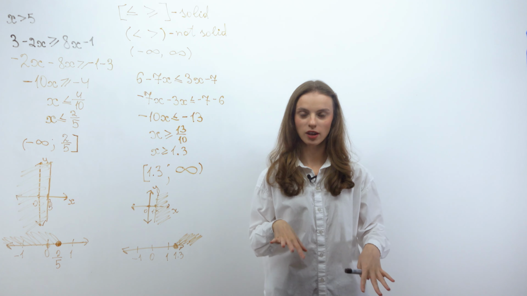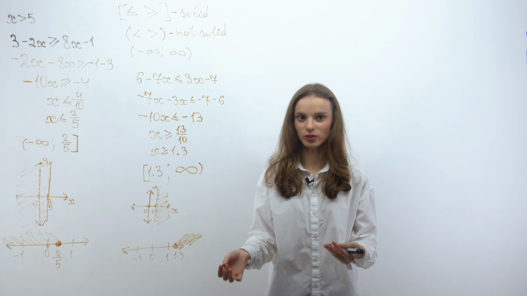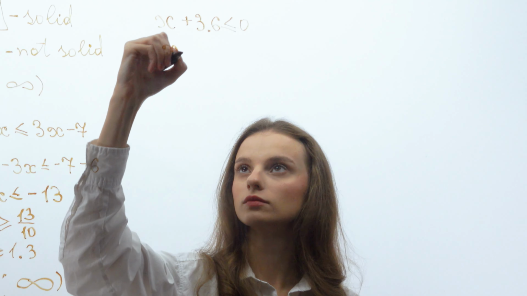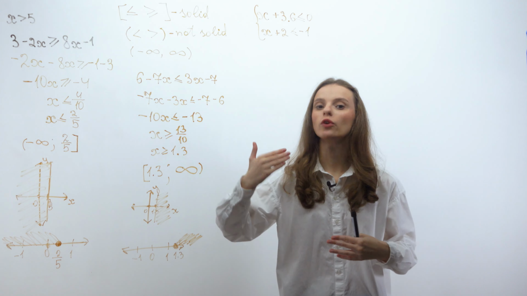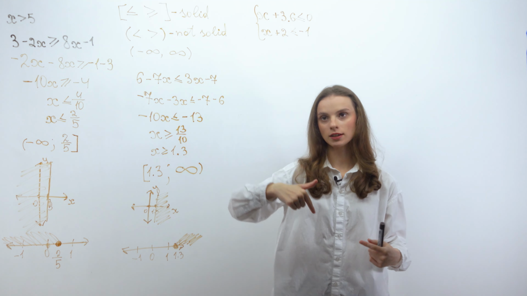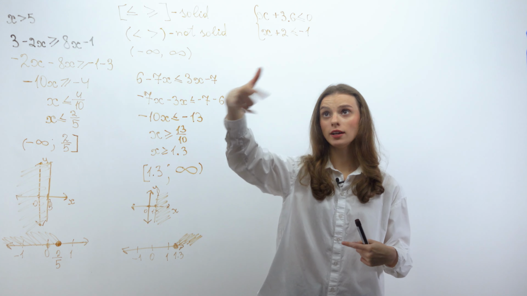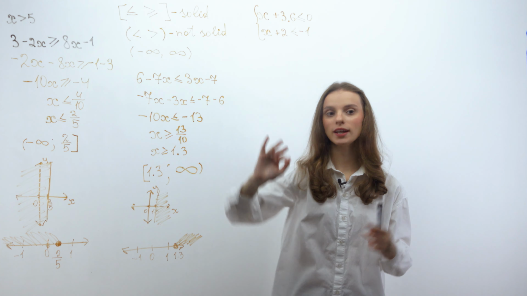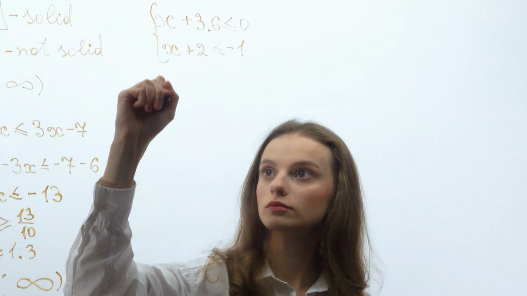Now let's do something a little bit more challenging. We're going to solve a system of inequalities. In this example, we have a system of inequalities. So it means that we're going to have two inequalities and we need to find the solution that will satisfy both of these inequalities. Okay, how I like to approach this. First, I'm going to use the first inequality and find the answer for that one. And then I'm going to solve the second inequality and see where they intersect, where they are the same.